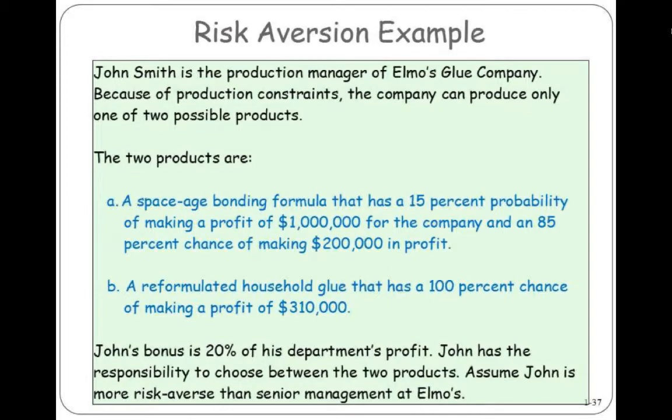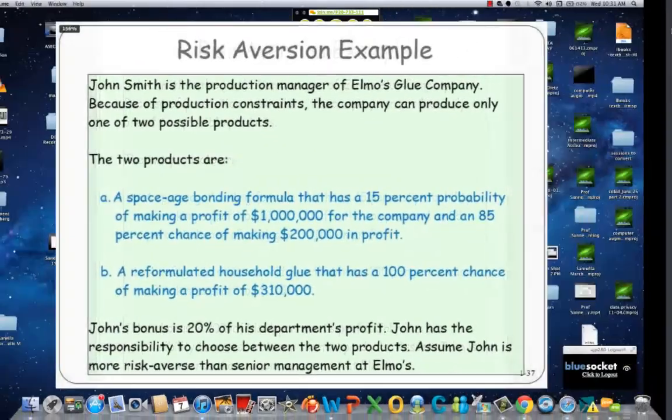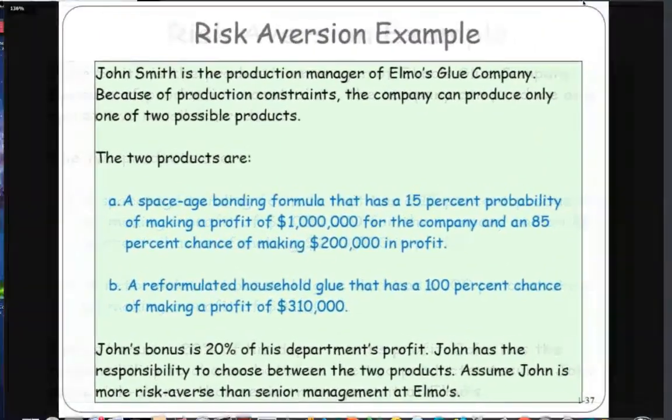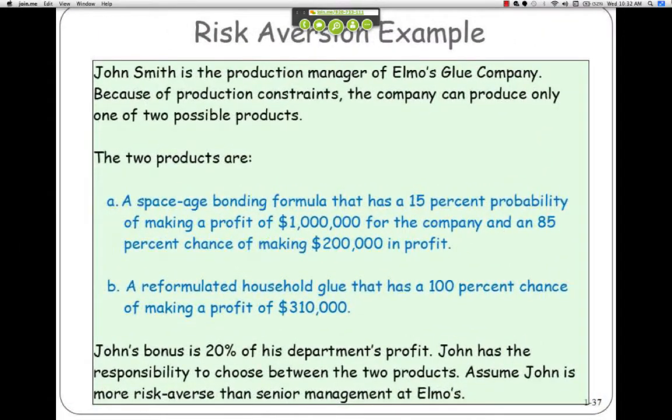Okay, another problem. John Smith is the production manager of Elmo's Glue Company. You can only produce one of two solutions. Solution A is a space-age bonding formula that has a 15% probability of success. The success will get you a profit of $1 million and an 85% chance of just making $200,000.